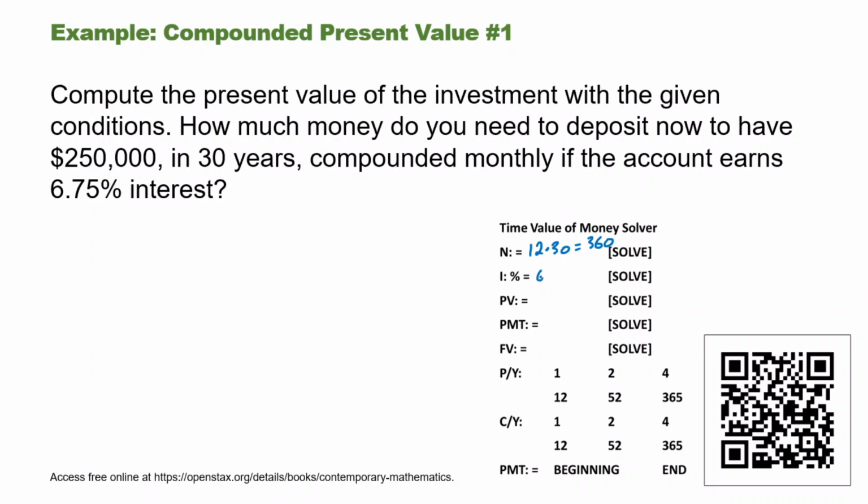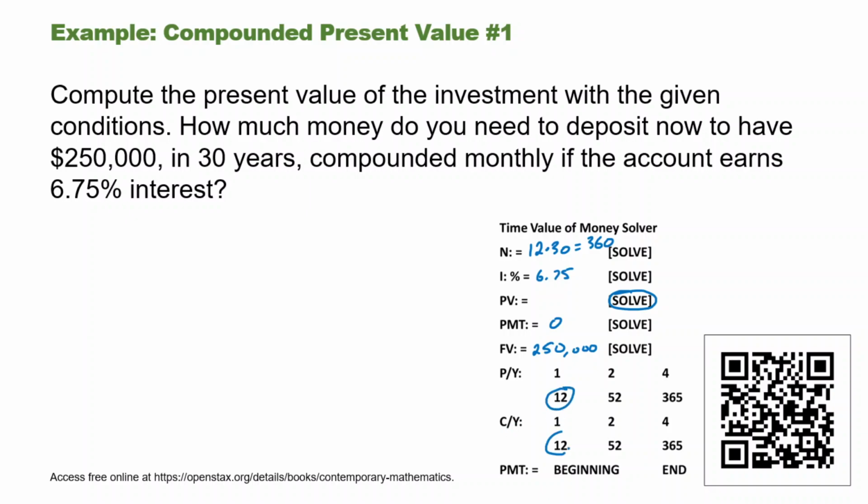I as a percent is 6.75. The present value is unknown, so I'm going to circle solve. The payment is equal to 0, because we're not adding to the amount. Whatever we put in at first is staying in the account. Future value is 250,000. P/Y and C/Y will both be 12 because we are talking about monthly.